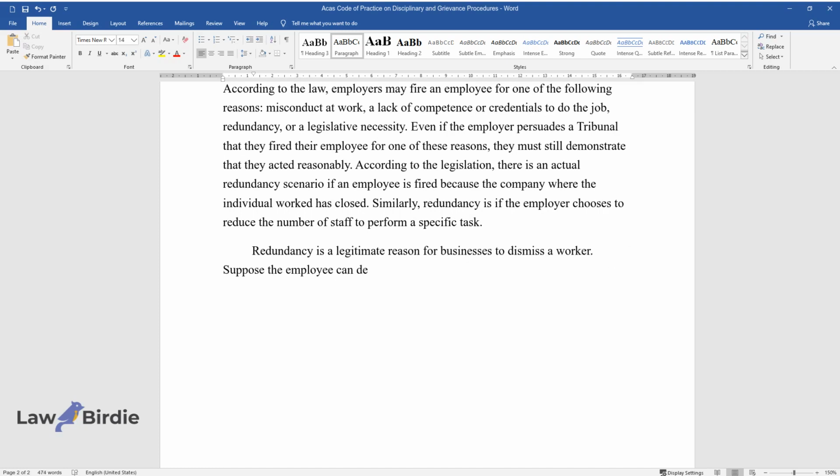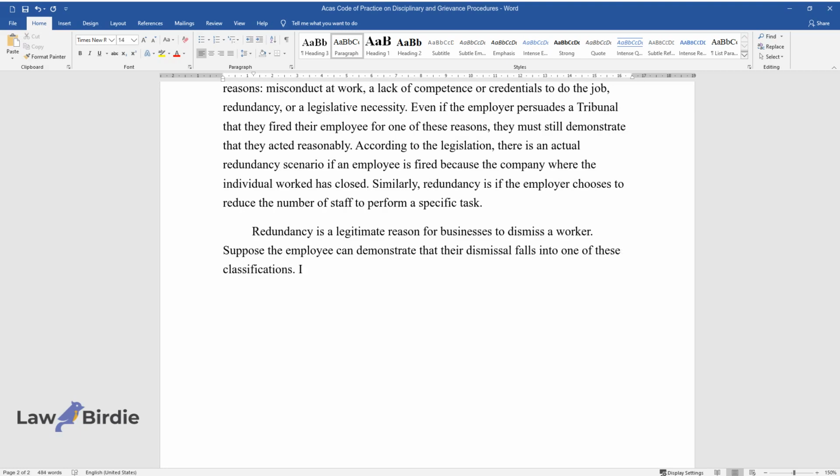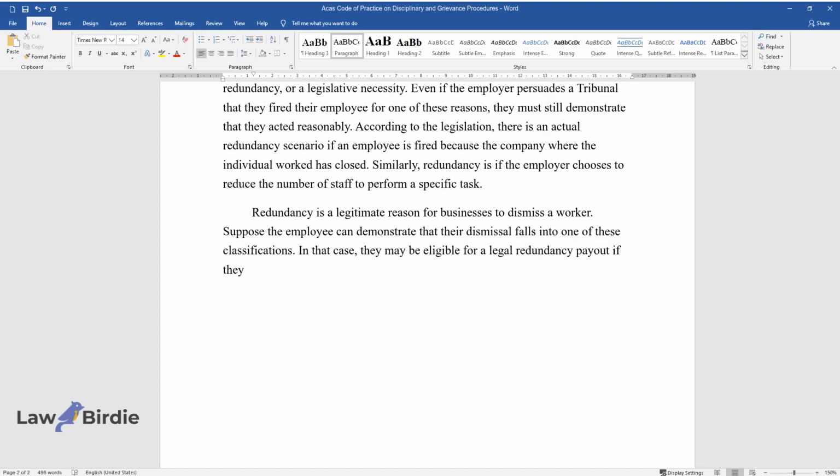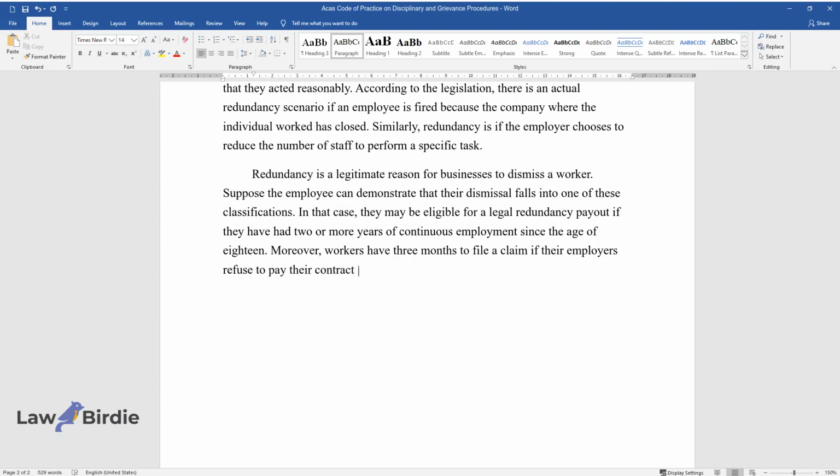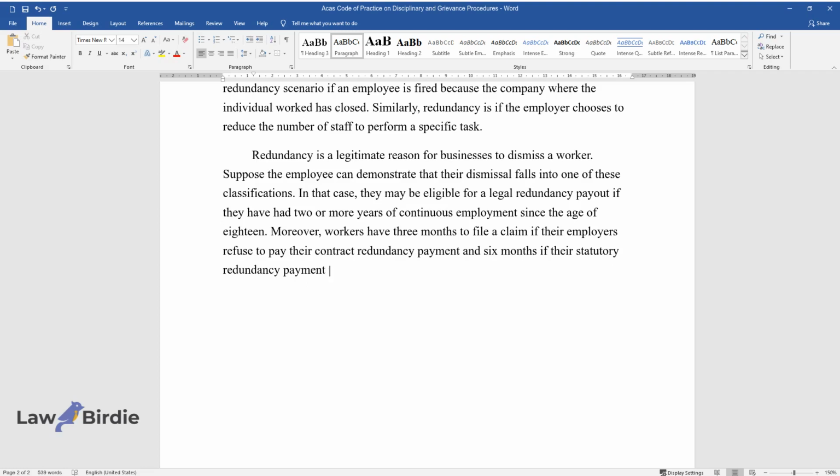Suppose the employee can demonstrate that their dismissal falls into one of these classifications. In that case, they may be eligible for a legal redundancy payout if they have had 2 or more years of continuous employment since the age of 18. Moreover, workers have 3 months to file a claim if their employers refuse to pay their contract redundancy payment and 6 months if their statutory redundancy payment is not received.